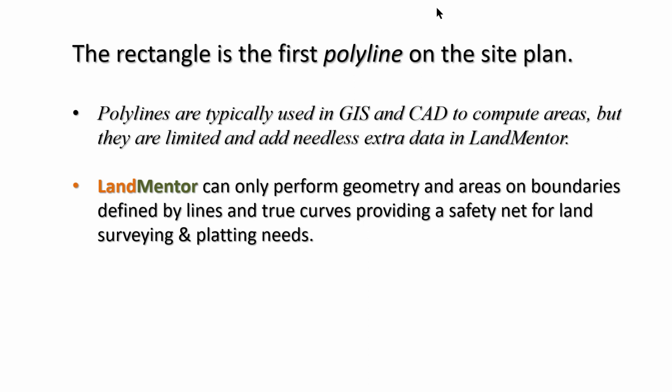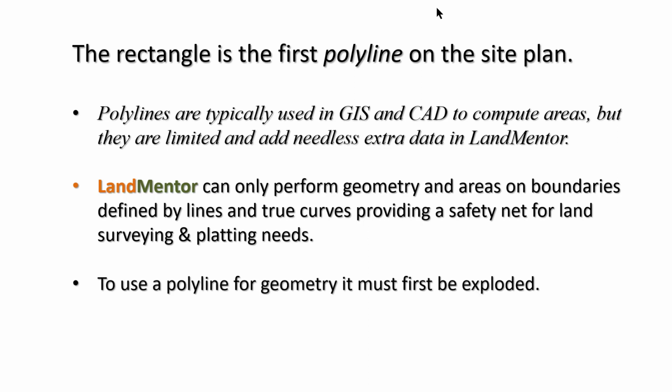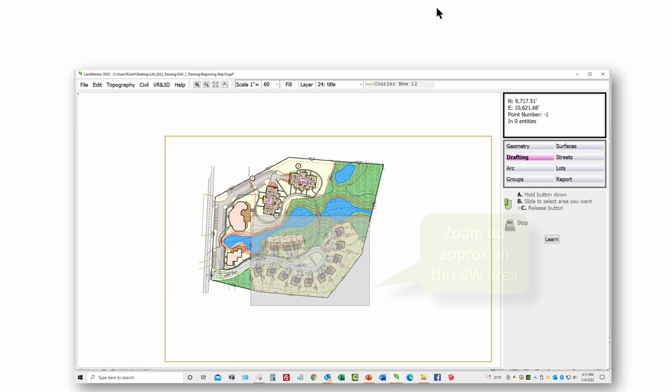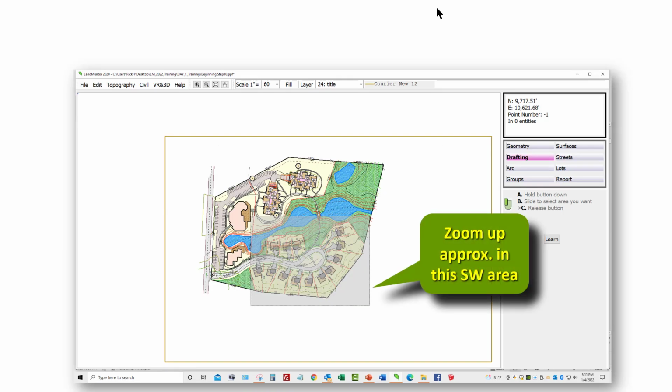LandMentor can only perform geometry in areas and boundaries defined by lines and curves. So it's a safety net for engineering and surveying and platting needs. To use a polyline for geometry, it can be used, but you have to explode it. That's under the Edit Polylines.